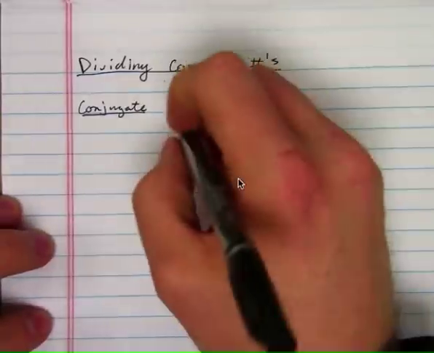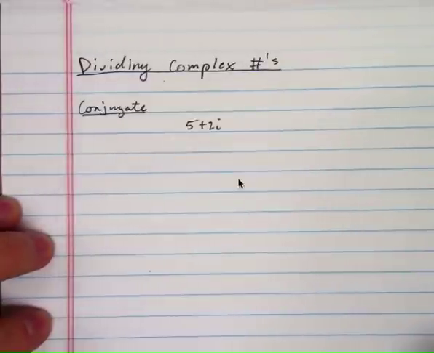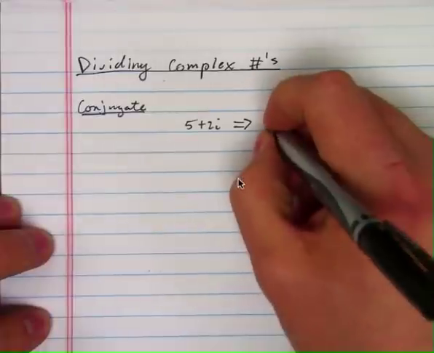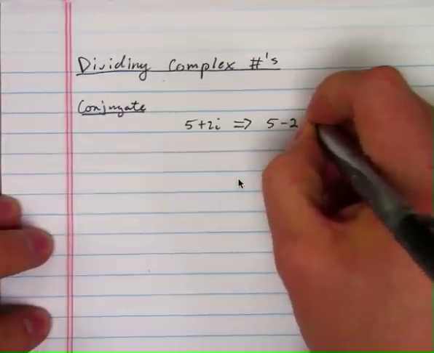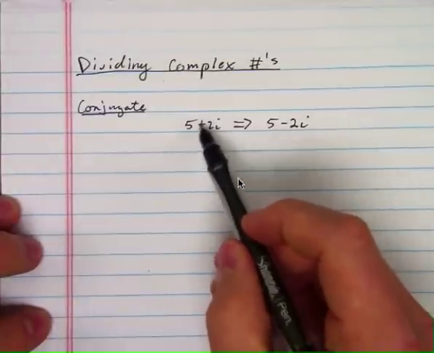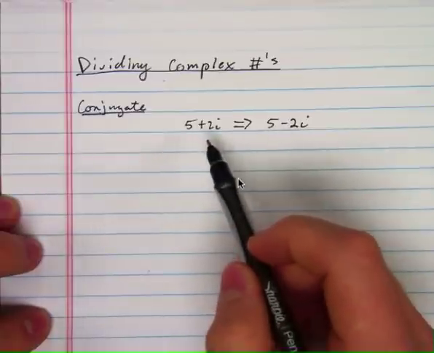Okay, so if I have 5 plus 2i, there is actually a number that's paired with it, and we call it a conjugate. That conjugate would be 5 minus 2i. So we take the imaginary, the complex, the b part, and we flip it and make it opposite. And these two kind of go together.